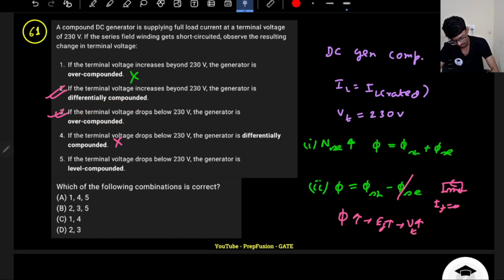As discussed here, the flux will reduce, because this will go to 0, so the overall flux will reduce. If flux reduces, my Eg also will reduce, hence my Vt also will reduce. So this third statement also is correct.